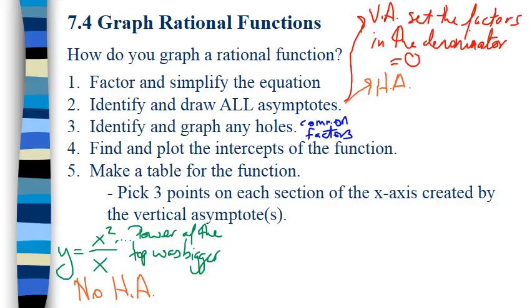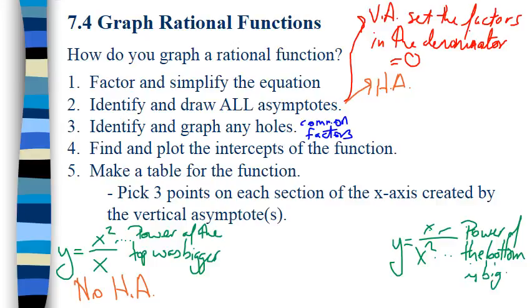When we had reciprocal functions, remember back, where you had y equals some x over like x squared, the power of the bottom was bigger. When the bottom is bigger, we have a small number over a really, really big number. That is going to approach 0, because your horizontal asymptote will get close to 0.